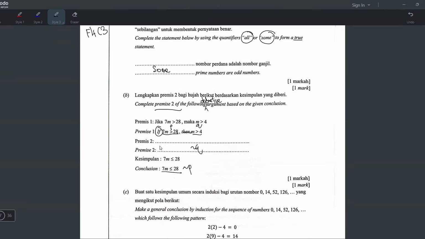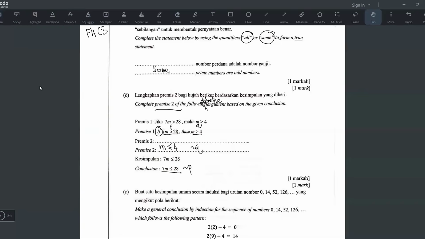That means you have to write what? M bigger than 4, you kena buat negation. And bila buat negation, the symbol for it will be smaller equals 4. Macam tu. Okay. So kalau bigger, lawan dia adalah smaller or equals. Okay, make sure you know that.